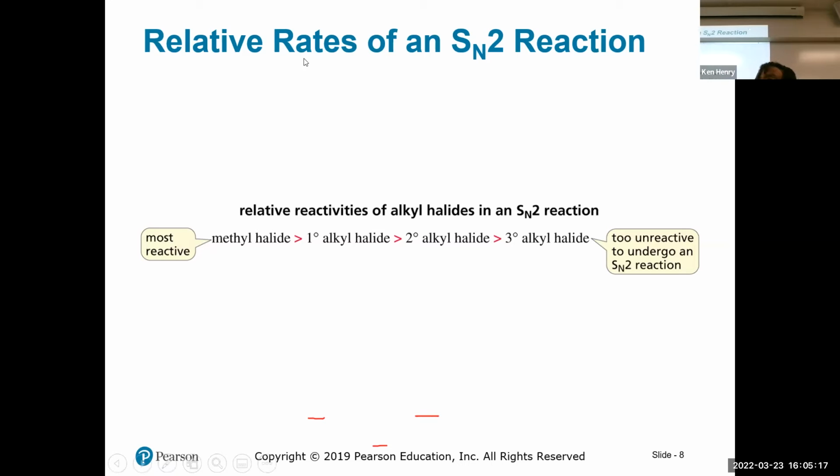So if we looked at the relative rates of the SN2 reaction, the methyl halides are going to be the most reactive. The first degree alkyl halides are going to be the next reactive. The second degree alkyl halides are going to be third in terms of reactivity. And then the third degree is going to be the least.